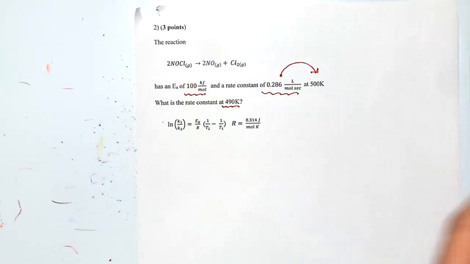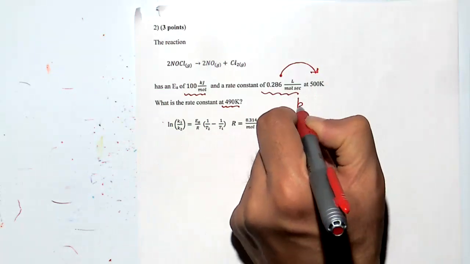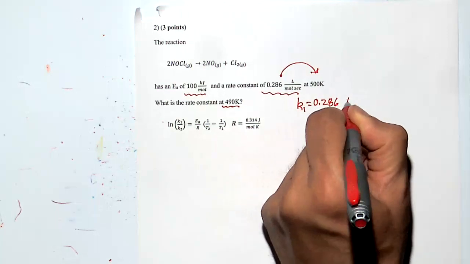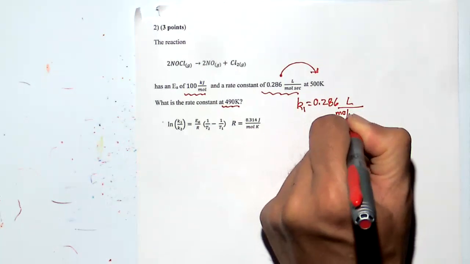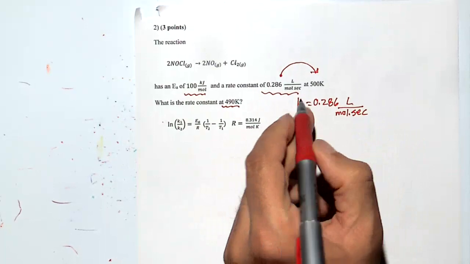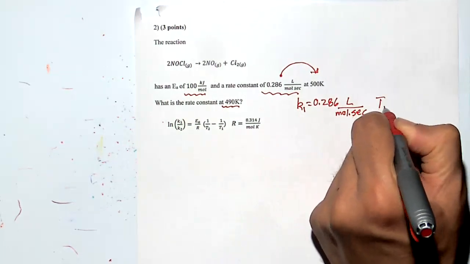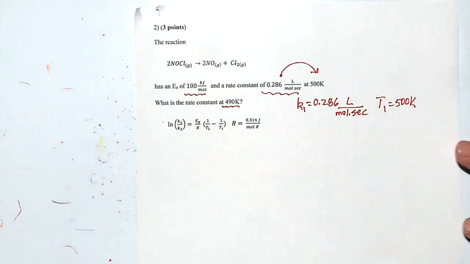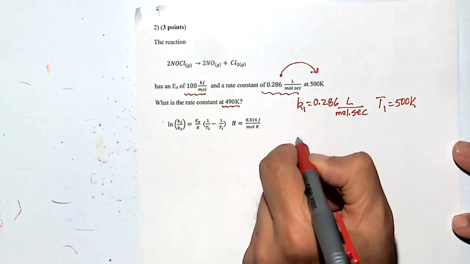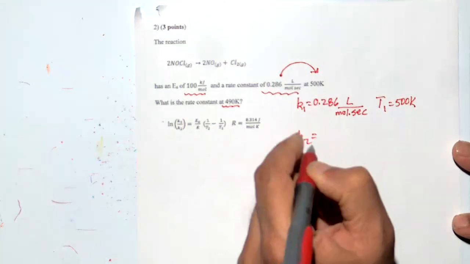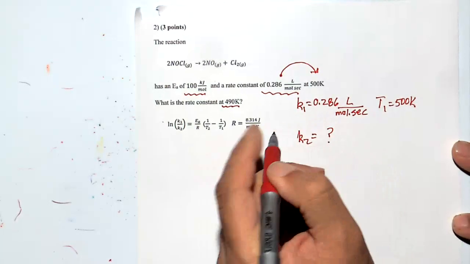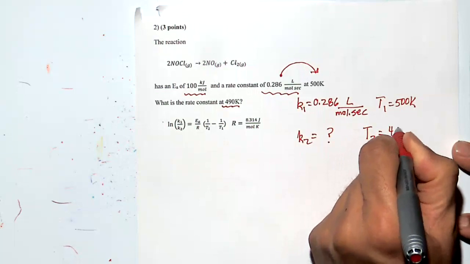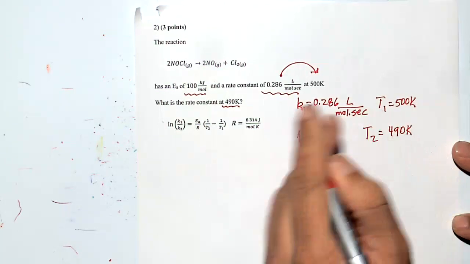So here we have k1, rate constant 1. We call that 0.286 liters per mole per second, and that is at a T1 of 500 K. We have a rate constant 2 that we do not know. That's what we're trying to solve, and that is at a T2 of 490 K.